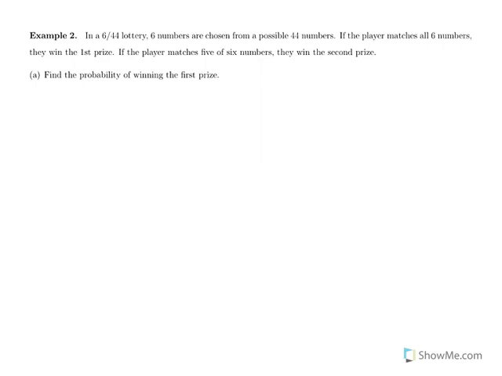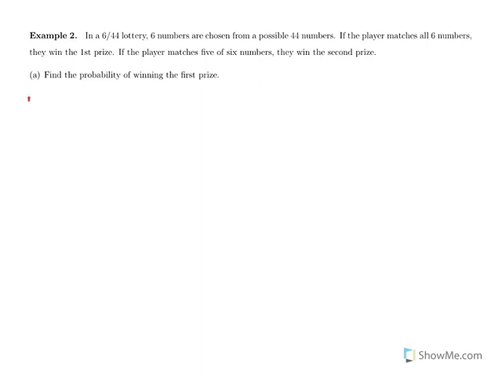So here is a 6/44 lottery. That is, out of a possible 44 numbers, 6 numbers are chosen. If the player matches all 6 numbers, they win the first prize. If the player matches 5 of the 6 numbers, they win the second prize. So find the probability of winning the first prize.